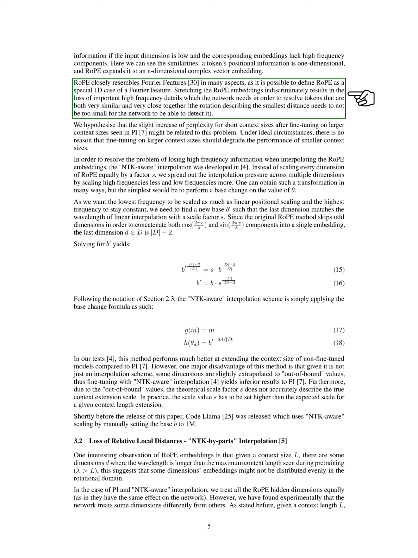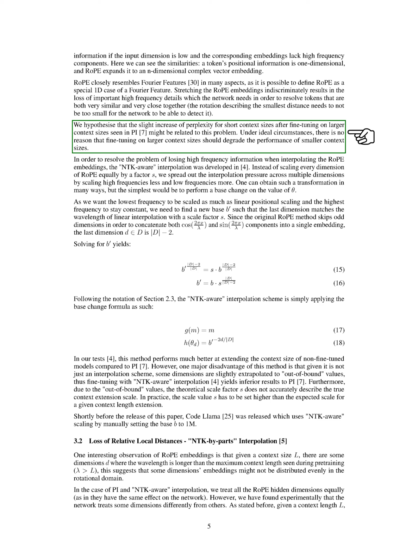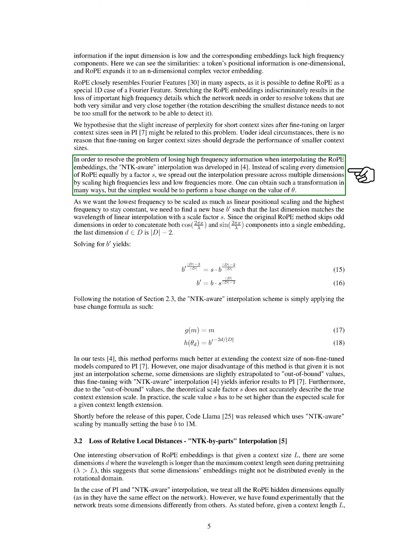We believe that this issue might be the reason for the slight increase in perplexity for short context sizes after fine-tuning on larger context sizes observed in PI. To address this issue, we developed the NTK-aware interpolation. Instead of scaling every dimension of RoPE equally, we distribute the interpolation pressure across multiple dimensions by scaling high frequencies less and low frequencies more. The simplest way to achieve this is to perform a base change on the value of theta. In our tests, this method was more effective at extending the context size of non-fine-tuned models compared to PI.